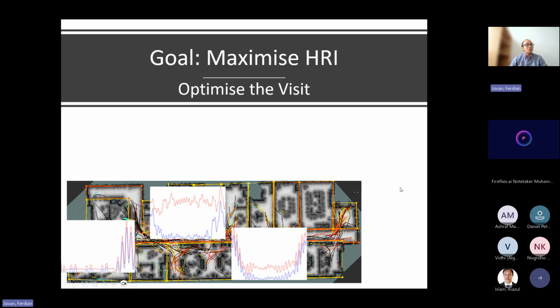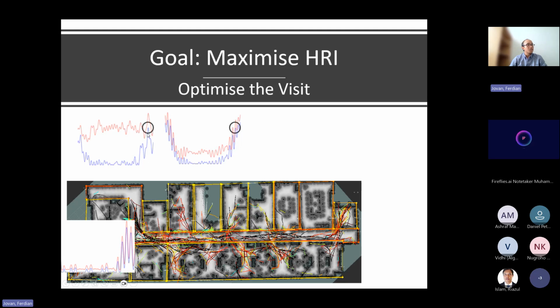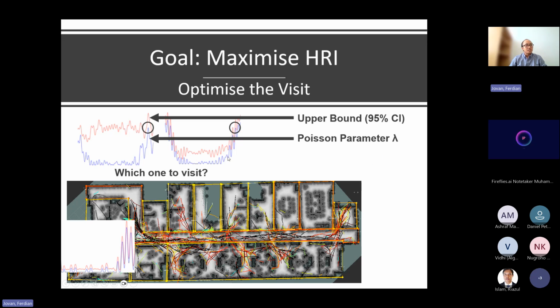But how about when we have two similar numbers of people there? Which one do we need to choose, for example between the open plan and the corridor? Actually, the counting that we did here is not just simple counting. This is actually the parameter of a Poisson distribution, which is the mean. Each of these time series, represented by the blue line, is actually the Poisson parameter lambda.